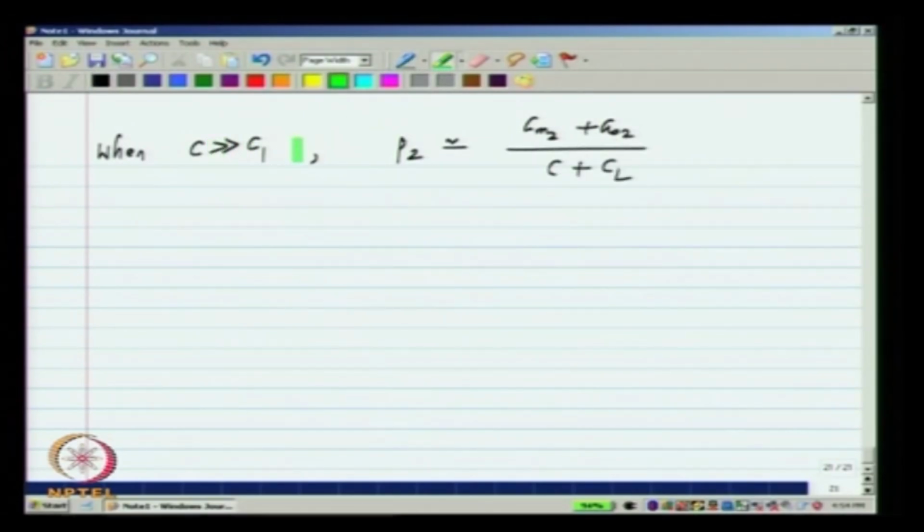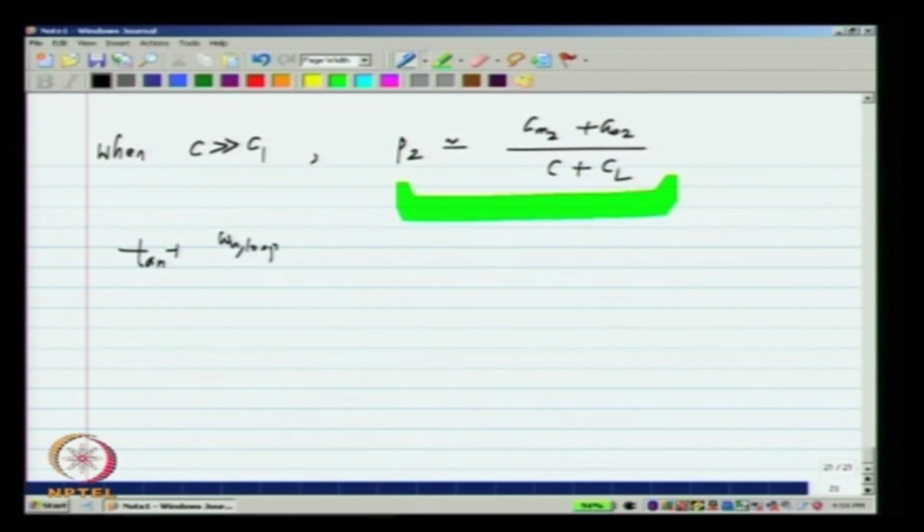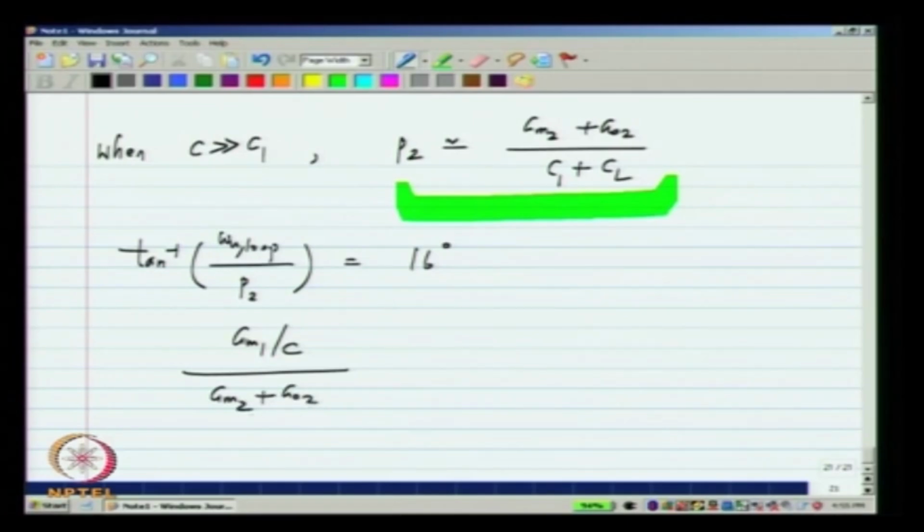Now, this is true only when C is much more than C1, which may or may not be true always. But what you can do is use this expression for P2 as a first cut approximation. Now, that is useful because we earlier said tan inverse omega u loop divided by P2 should be 16 degrees or some particular value that we wish to have. Now, omega u loop is GM1 by C and P2 is GM2 plus GO2 divided by C1 plus CL.